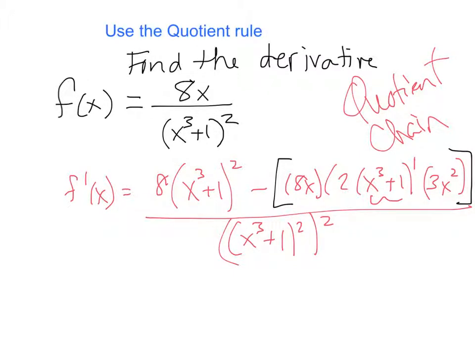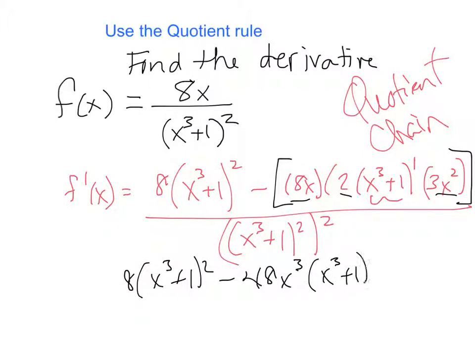Okay, so to clean this up, I just want you to make a couple of notes. Realistically, there's nothing you can do on the first one, so it's just 8 times the quantity of x cubed plus 1 quantity squared. And then it's minus, and then again, just recognize that you can multiply all these together. So it is 16 and 3, which is 48. And then you can add your exponents, so it's x cubed times quantity of x cubed plus 1. Again, I'm just going to leave the 1 up there.